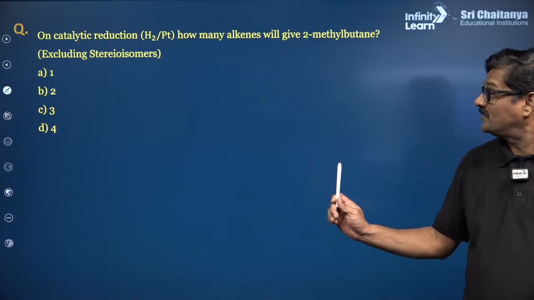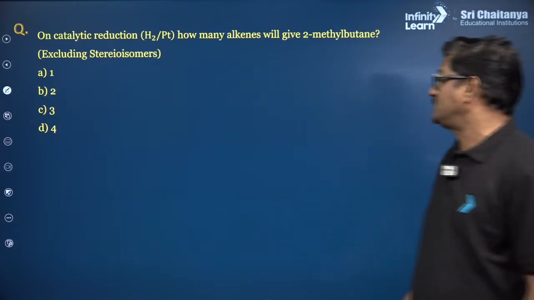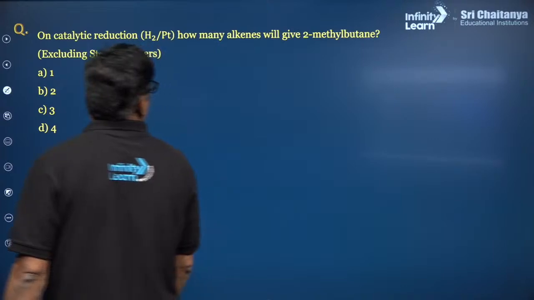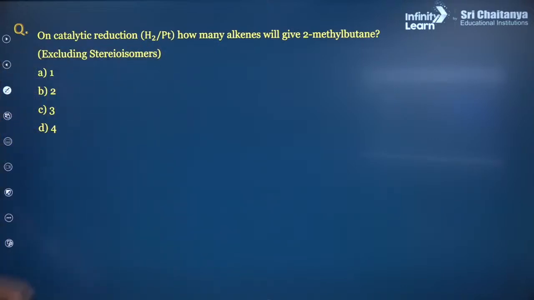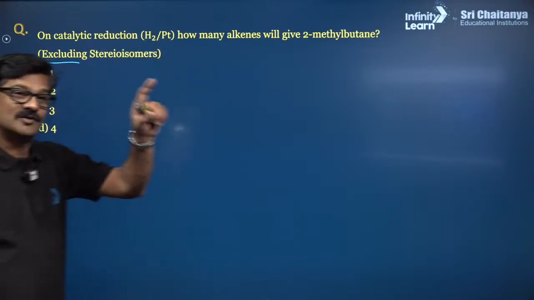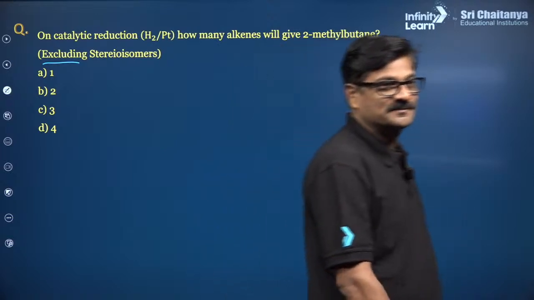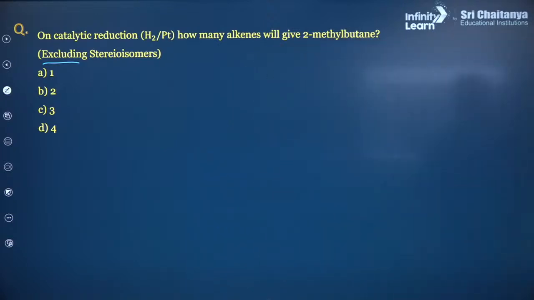One more question. On catalytic reduction of H2/Pt, how many alkenes will give 2-methylbutane, excluding stereoisomers? So you got the permission to exclude it now. Ajam Sharif, expecting an answer from you. Ajay Singh, Kushal, Anvita and Rani Maurya. Kushal, come on.